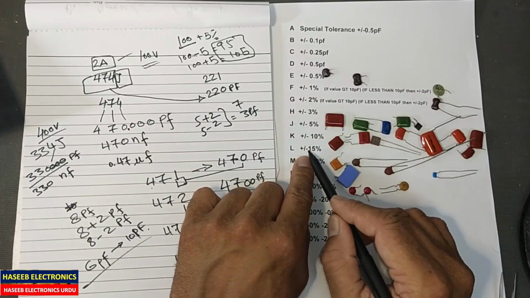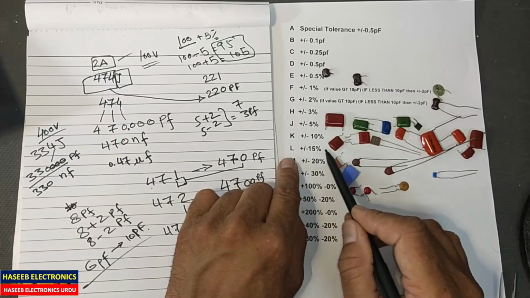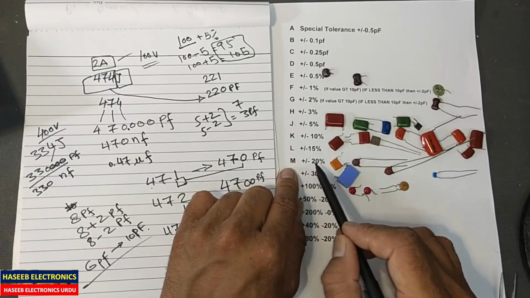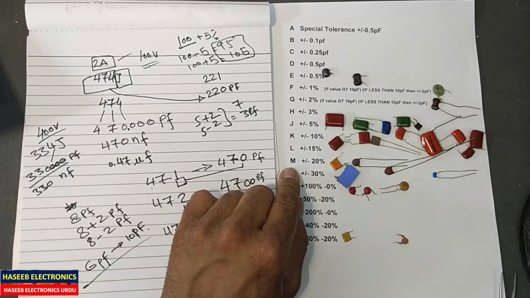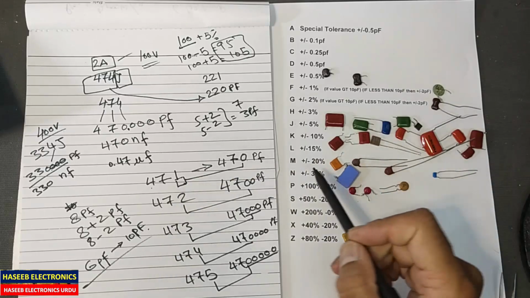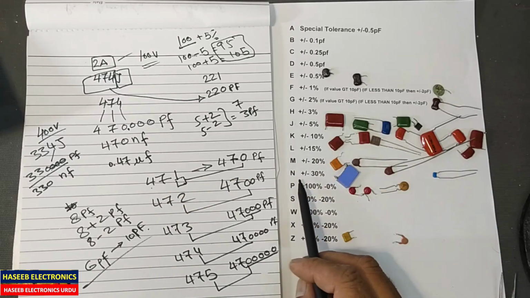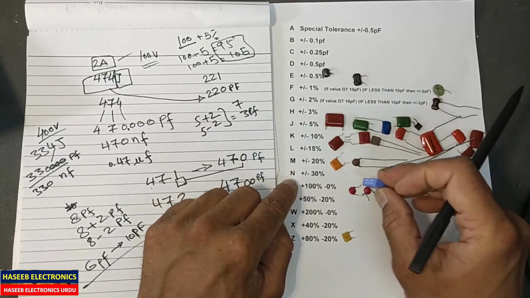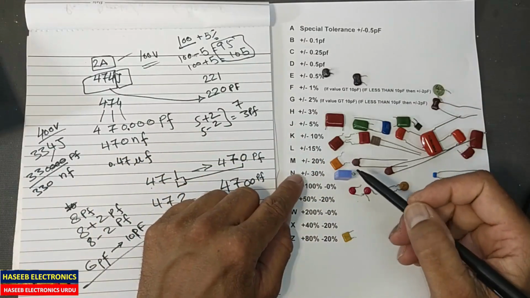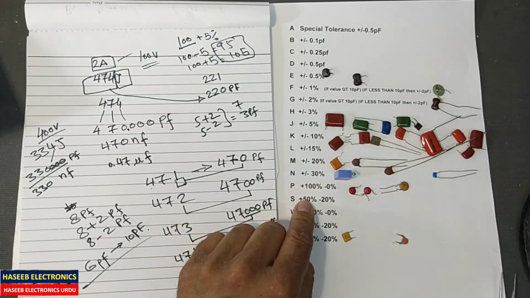Then L, it is plus minus 15%. It is not commonly used. The next digit, that is M. It is most commonly used in electronics. So it is plus minus 20%. N, it is used in class X capacitors, X1, X2 capacitors, and it is plus minus 30%.